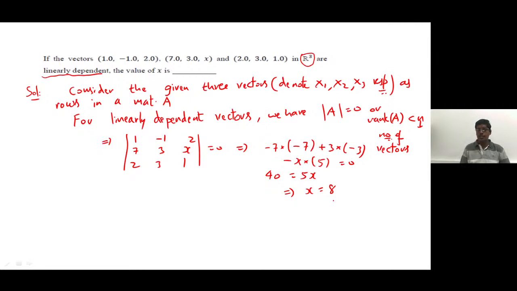So all these are easy questions. But for linearly independent vectors, we have either determinant A not equal to 0 or rank A is equal to n. n is the number of vectors. After writing all these vectors as rows or columns as you like in a matrix, that matrix is A.